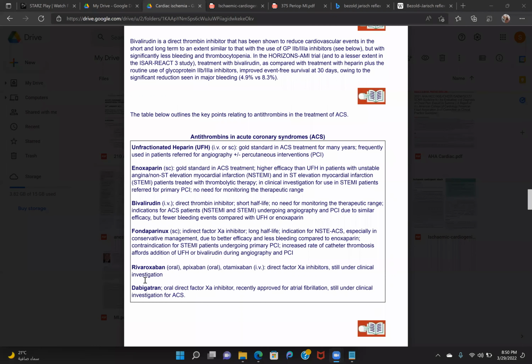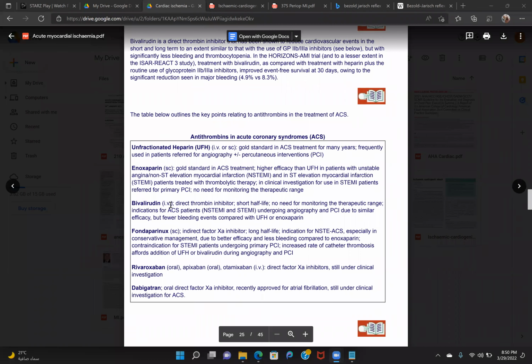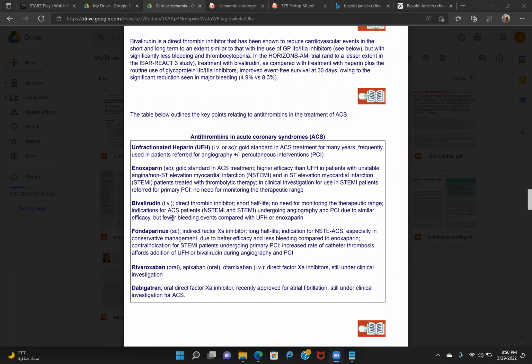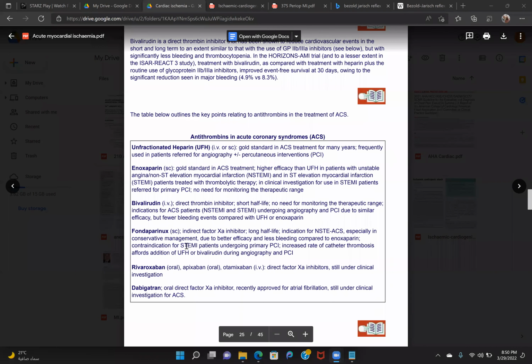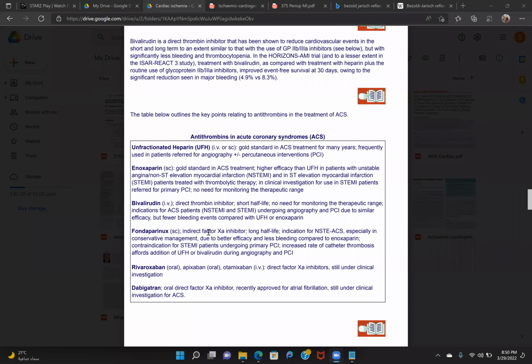Fondaparinux or lepirudin, these are the two medications which are used if there is HIT usually. Okay, and you should be knowing, because this question comes in MCQs. It is an indirect factor 10A inhibitor. I never remember it. I except this online.